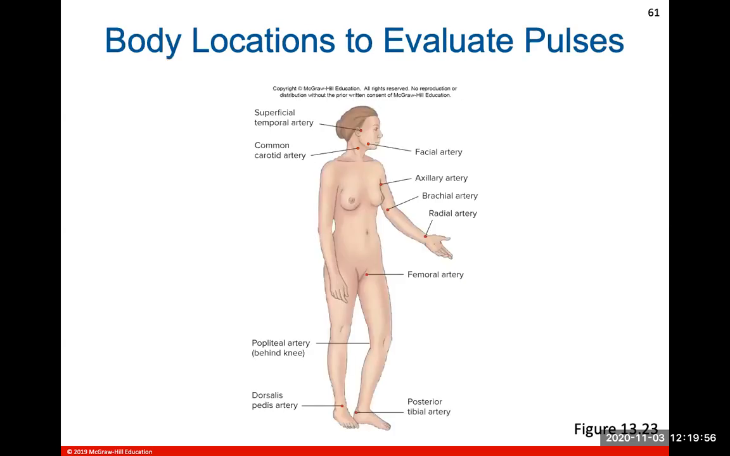So here are body locations to evaluate pulses. The femoral artery, there's some in the ankle. The radial artery is probably one you feel on your wrist. And then the common carotid is one you can feel in the neck region.